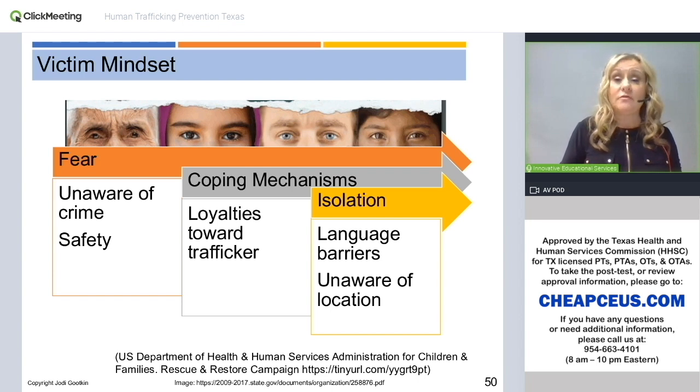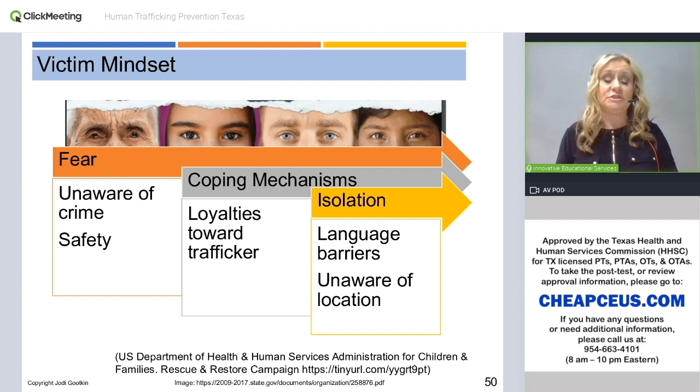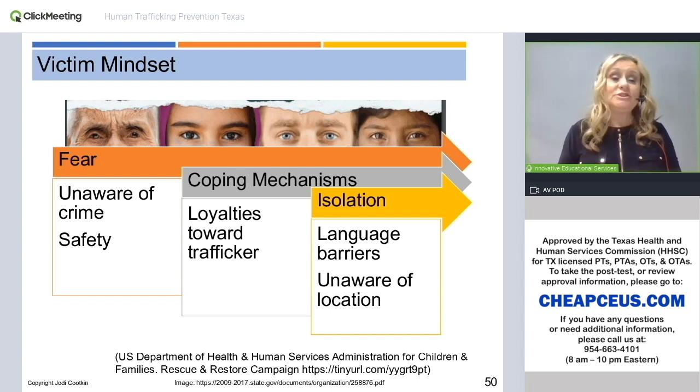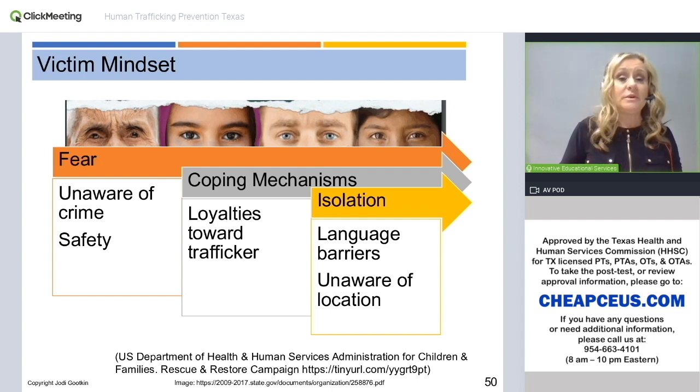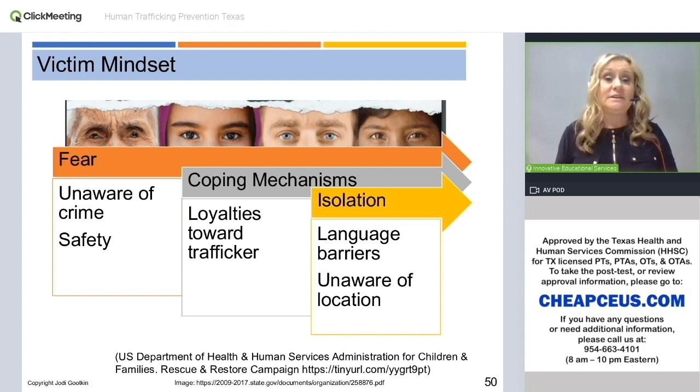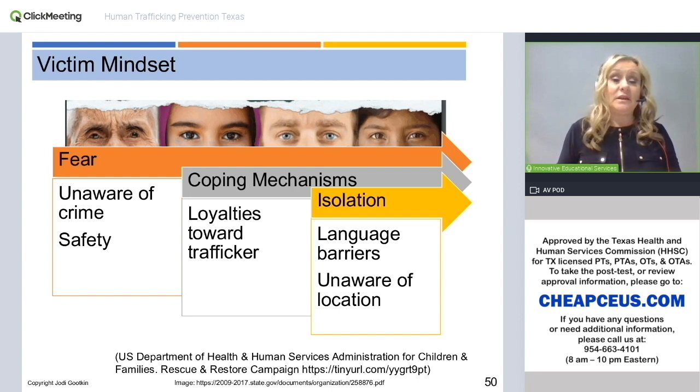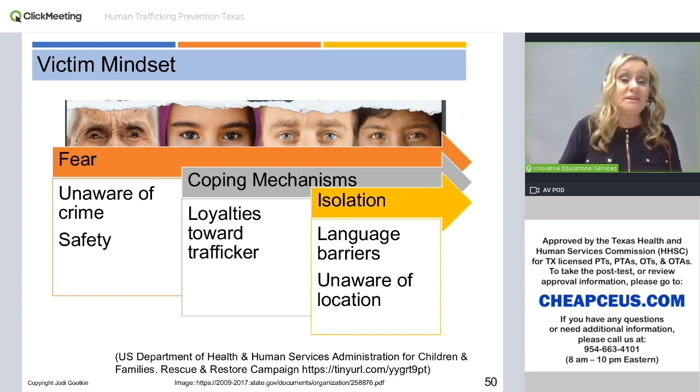Maybe where they're coming from, whatever country or situation, they are conditioned just not to trust people. Maybe the government's corrupt. They never had that safety net. So they just don't feel like anyone is going to believe them or assist them. Some of the coping mechanisms may be that that trafficker is the first person that they think cared for them or is providing for them and for their needs, even though it's not in an acceptable, appropriate manner. So they start to develop positive feelings towards that individual and almost protect them.